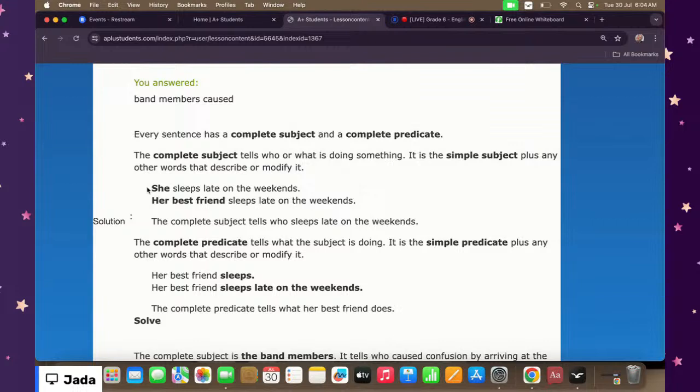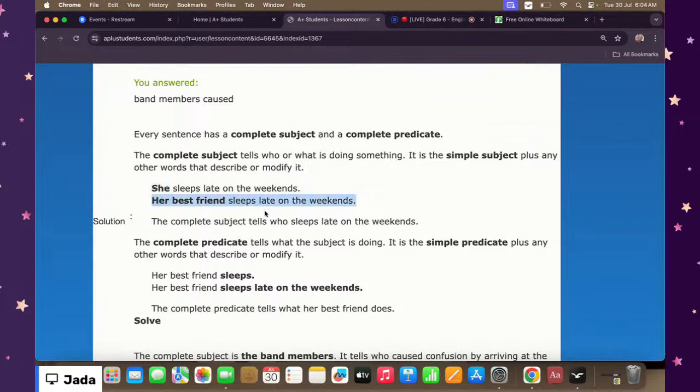Okay, so for example we have some examples here. She sleeps late on the weekends. Now, she there is the subject, and she is the person sleeping late on the weekend. So, if you say sleeps late on the weekends, who sleeps late on the weekend? We have absolutely no idea. So, it's going to be she sleeps late on the weekend. So, she there is the subject, and it's letting us know that she is the person who is sleeping late on the weekend. Yes, I am Nigerian.